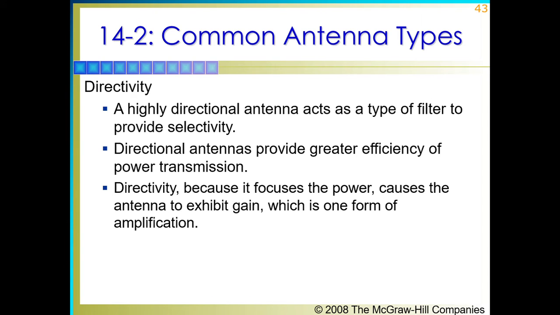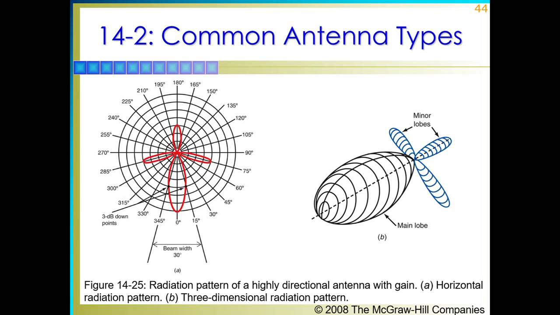A highly directional antenna acts as a type of filter to provide selectivity. Directional antennas provide greater efficiency of power transmission. Directivity, because it focuses the power, causes the antenna to exhibit gain, which is one form of amplification. Antennas can also be designed to be unidirectional. Unidirectional antennas send or receive signals in one direction only.